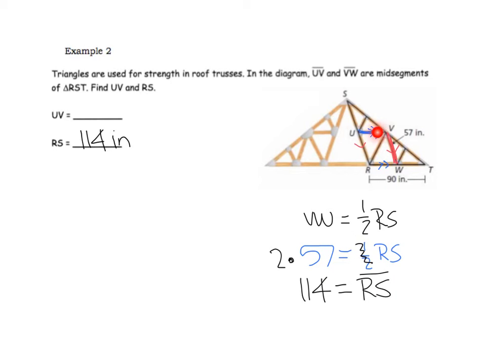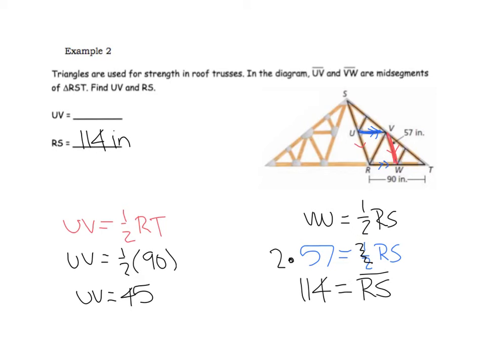Okay, now let's find the other one. UV, which is in blue, is here, and that's the midsegment. And notice the side that it's parallel to in triangle RST is RT. And that whole thing is 90. Again, we know that UV is going to be equal to half of RT. So let's fill in what we know. We don't know what UV is. It is half of RT, which is 90. So if we take 90 and multiply it by 1/2, or basically divide it by 2, we can conclude that UV then is 45 inches.